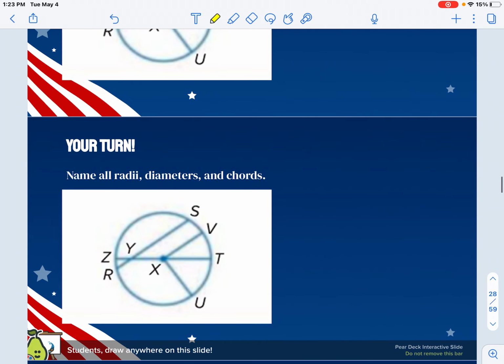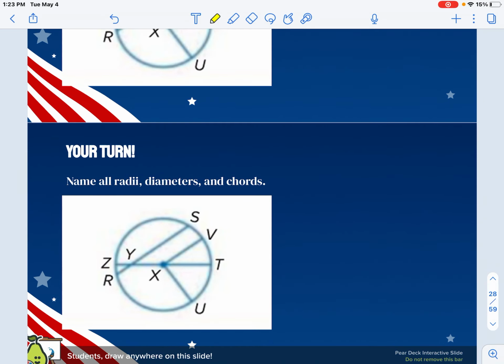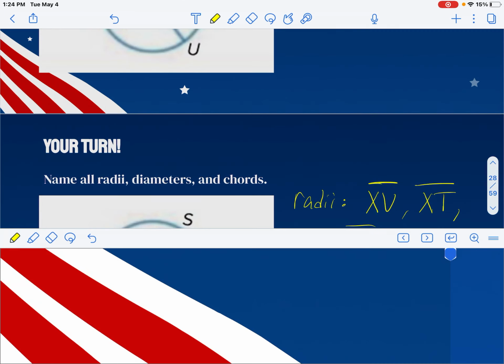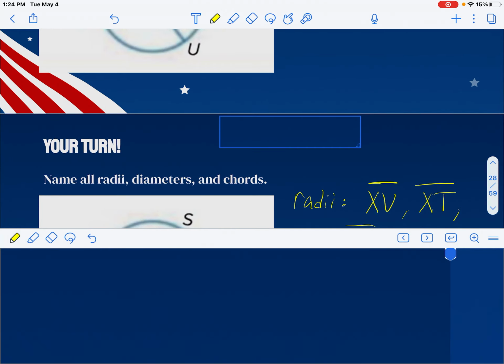Next question. Name all radii, diameter, and chords. Radii, again, this is just a different picture, but it's the same thing. I would start at the center and find all the line segments that go out to the edge of the circle. So XV would be 1. XT would be another one. XZ would be another one. And, whoops, that's not what I want.